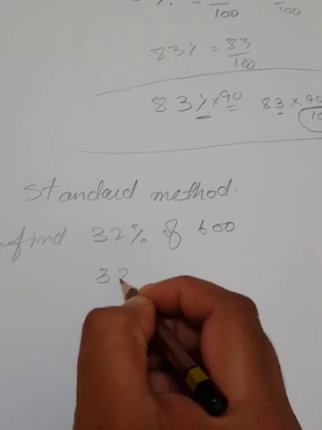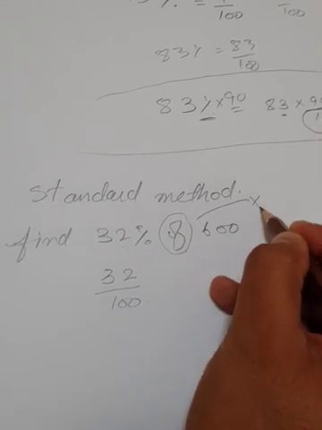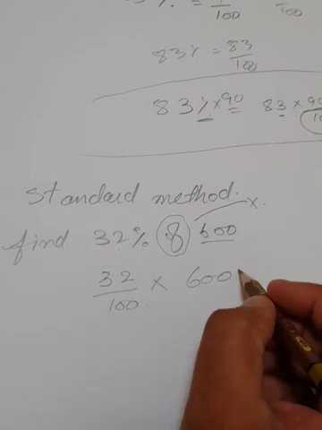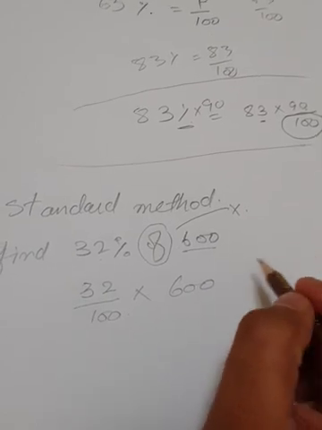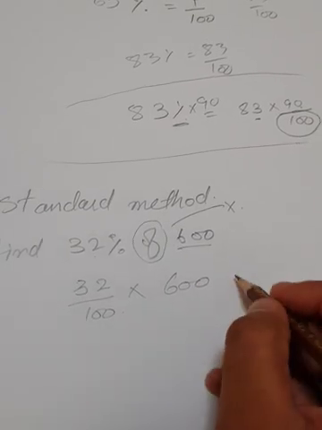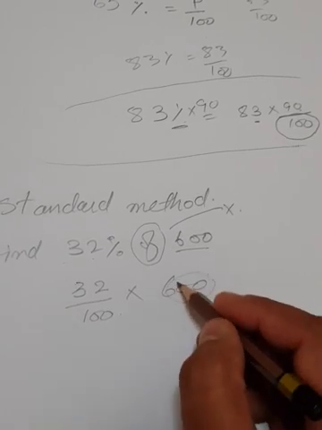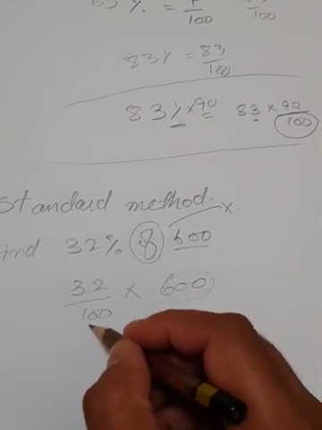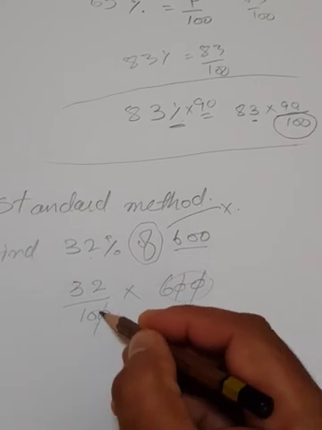So first I will write 32 over 100. In maths, of means multiplication. So I will put a multiply sign here and bring this 600 here. If you have seen the video about simplification, this will be very easy for you. If you have not seen it, you must watch it, because there I'm explaining how you can simplify a number. If I have zeros at the end of a number in the numerator, I can cancel those zeros with the denominator. For example, this 0 can go with this 0 and this 0 can go with this 0.